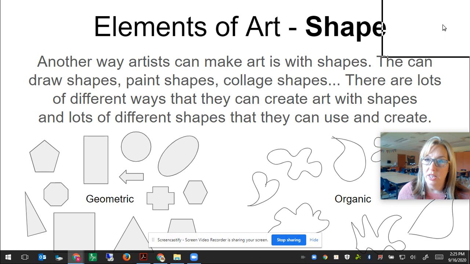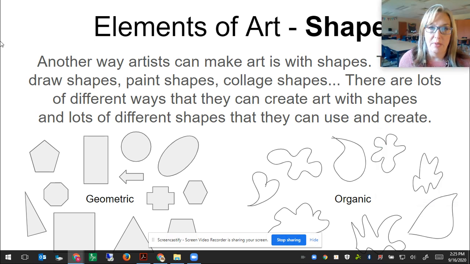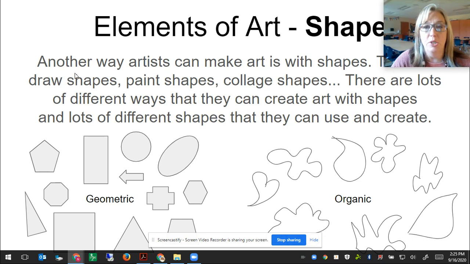Then we'll start thinking about shapes, and I need for you to remember that another way that artists can make art is with shapes. They can draw shapes or paint shapes, or they can cut shapes out and collage shapes. There are lots of different ways that they can create art with shapes, and there are lots of different shapes that they can use and create.